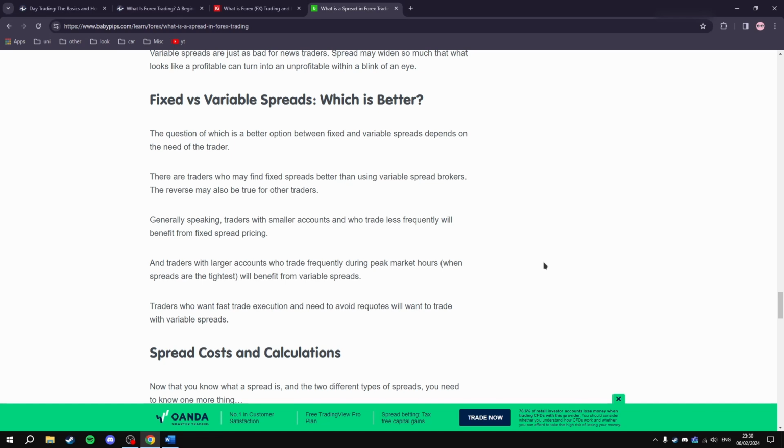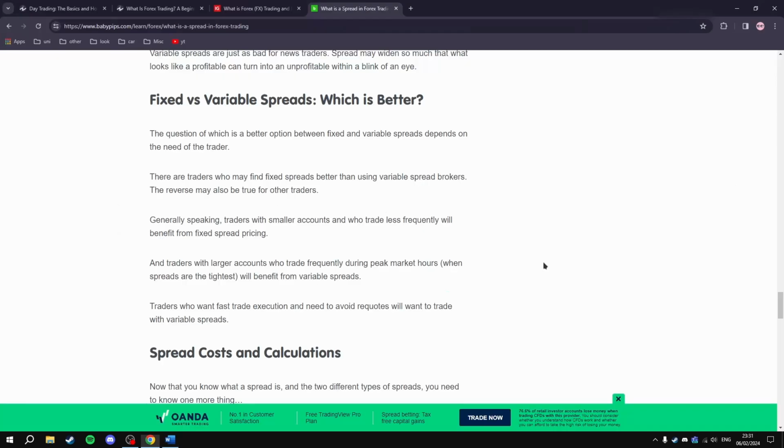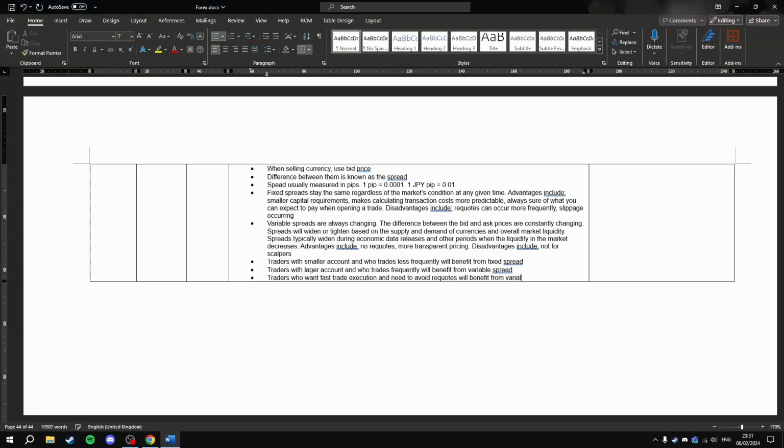Traders who want fast trade execution and need to avoid requotes will want to trade with variable spreads.